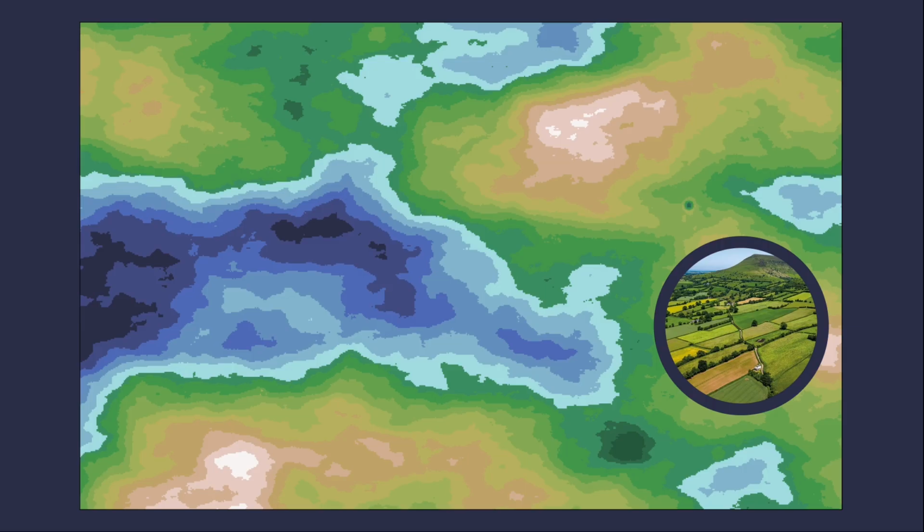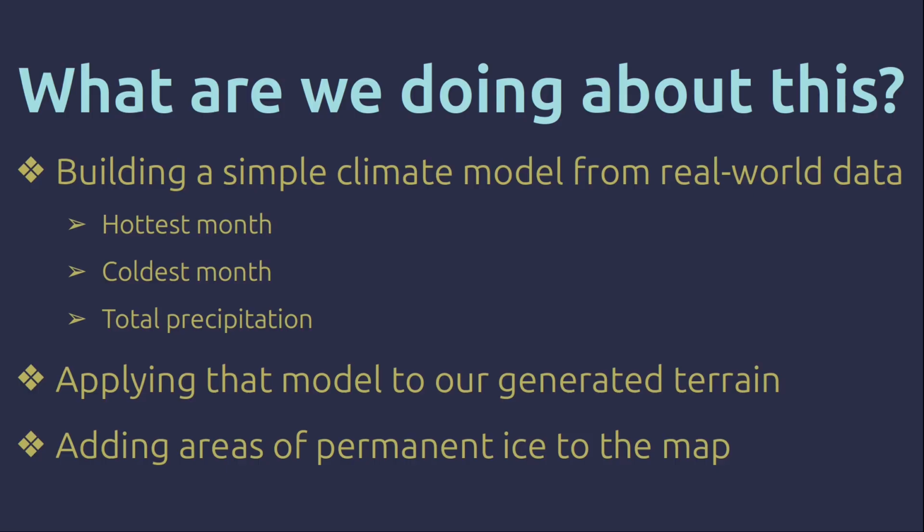Anyway, climate is going to affect the way the map looks, but it's also going to affect the kind of fantasy stories told in the setting. And that's something we'd like to be able to address with this map generator. So, how are we going to tackle this?